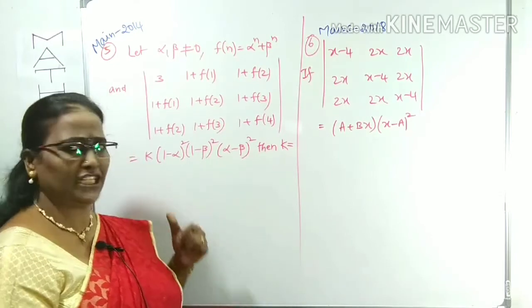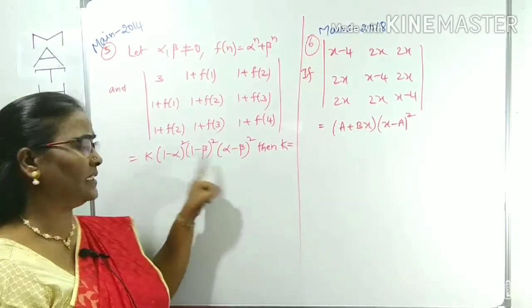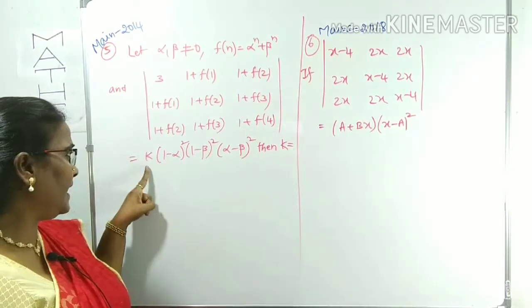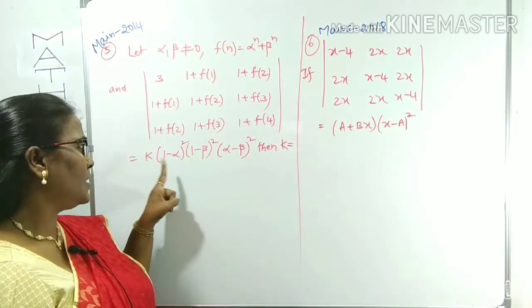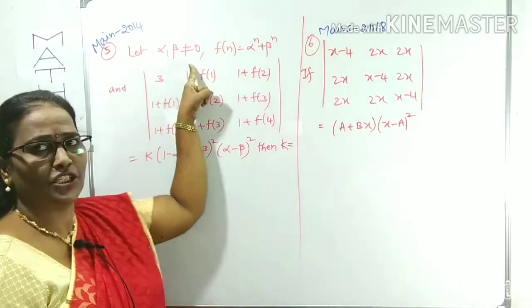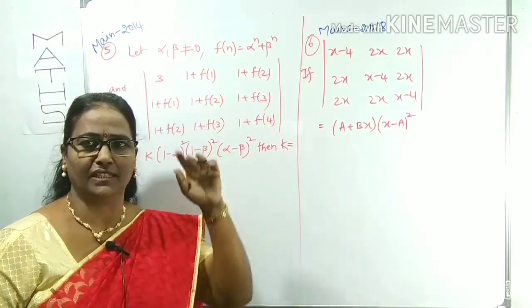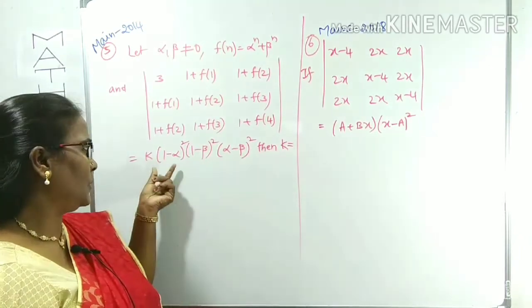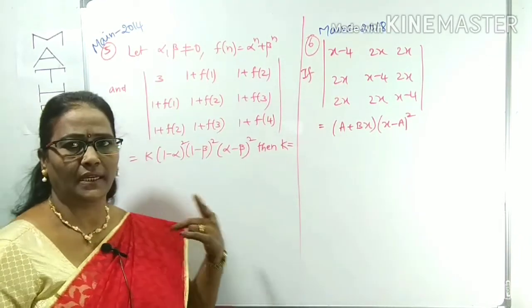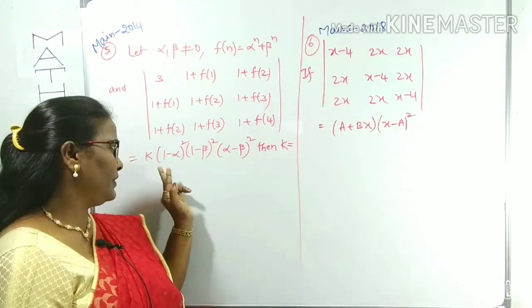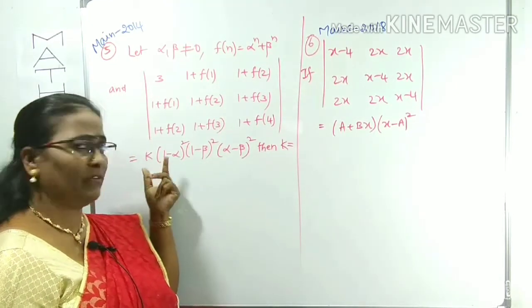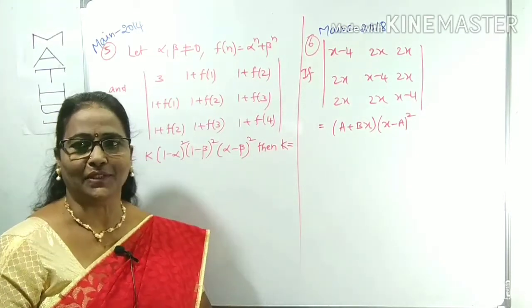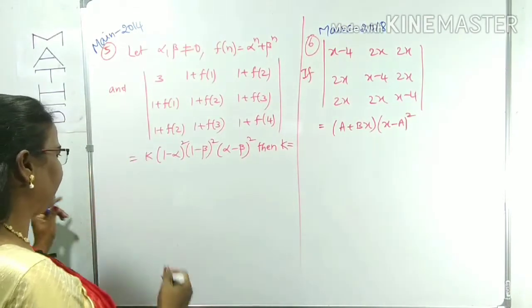We can take some assumptions here, mainly for alpha and beta. We can assume values such that k is not missing, and don't take alpha and beta as zeros, because alpha and beta are given as not equal to 0. Also don't take alpha and beta each as 1 or equal. If you take each as 1 or equal, the k will be missing. But what we want is the k value. That much care you have to take.